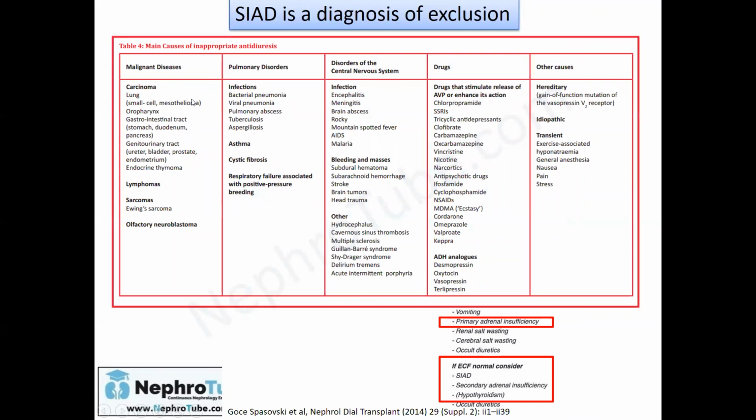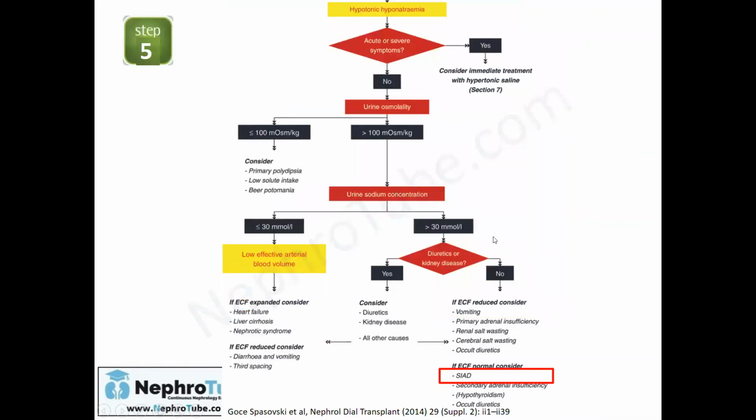There are many causes of inappropriate antidiuresis, SIADH syndrome, I will not go in depth through them, but it may be caused by malignant disease, pulmonary disease, and one of the most common is disorders of the central nervous system, other causes, hereditary, whatever, and drugs. Okay, so finally, SIADH syndrome is diagnosed by exclusion.